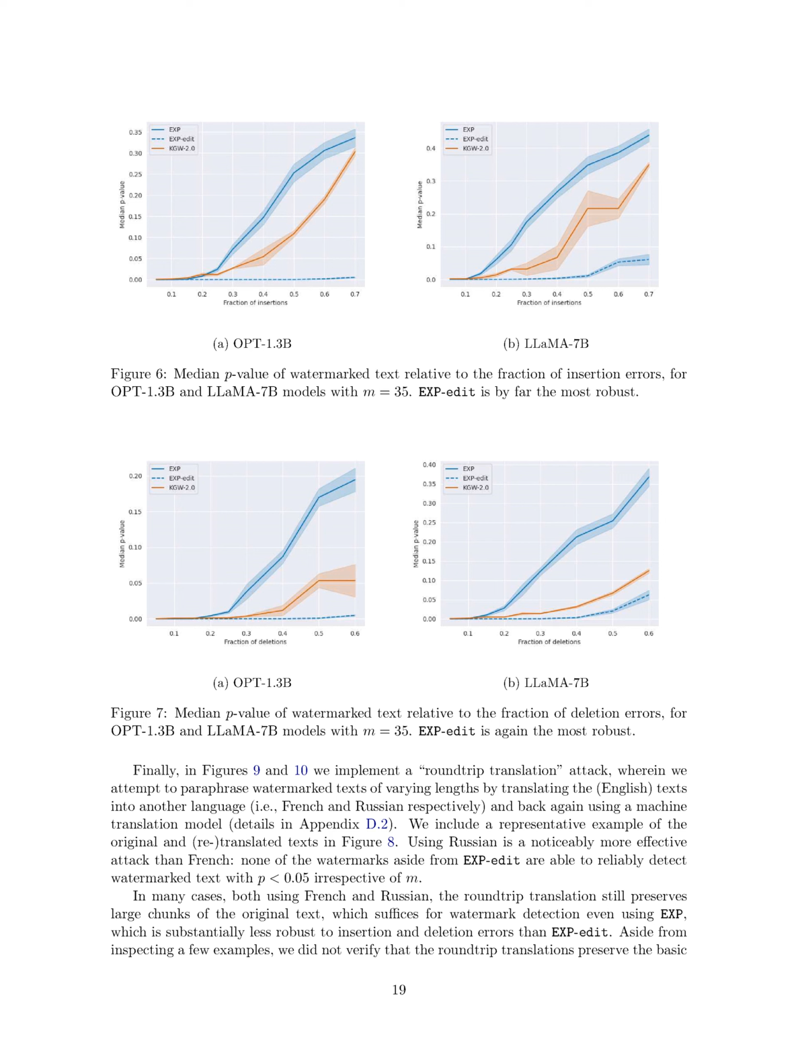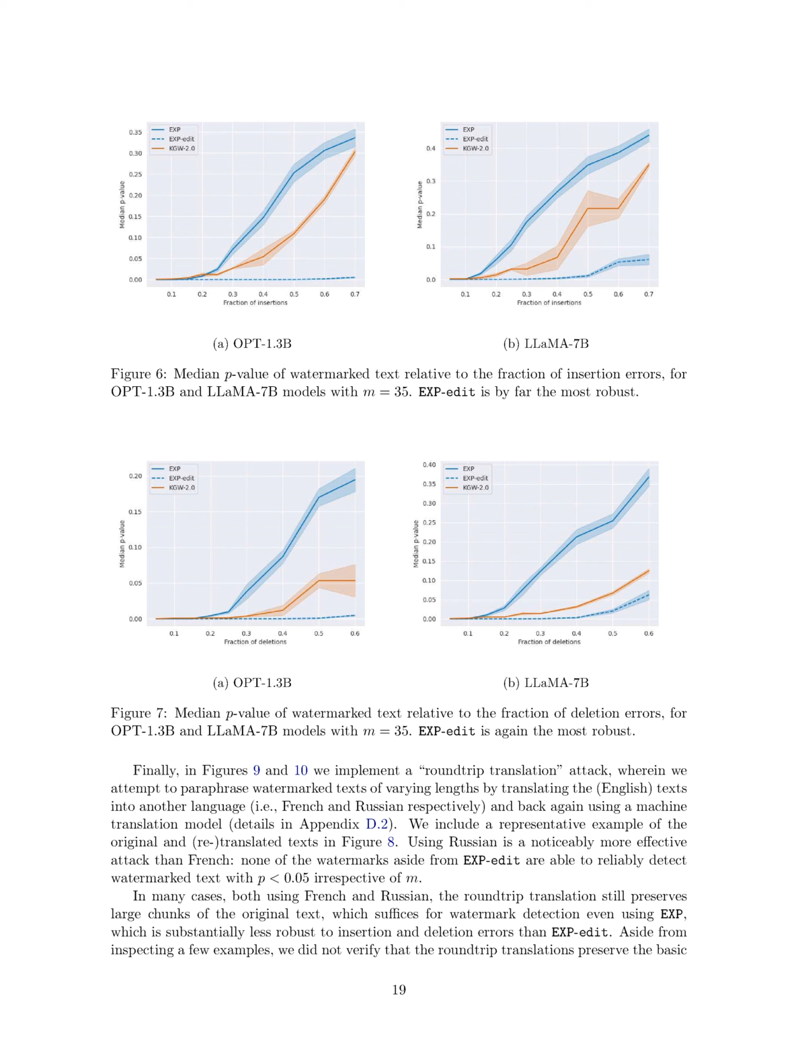We've also conducted a roundtrip translation attack, where we tried to reword watermark texts of varying lengths by translating them into another language, French and Russian, and then back into English using a machine translation model. We found that using Russian was a more effective attack than French. None of the watermarks, except for EXP edit, were able to reliably detect watermark text with a probability of less than 0.05, regardless of the value of m.